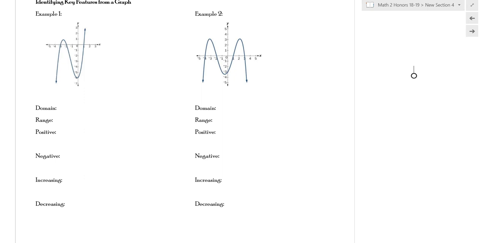Alright, so let's look at our examples. Example 1, right, our domain. Again, domain is all about how far left to how far right you're going. Remember, these graphs continue on forever. So technically, this graph, while it is mostly moving down, it's also moving slightly this way, and then slightly this way as it goes up. So it's never going to stop going to the left and going to the right. So our domain does go from negative infinity to infinity.